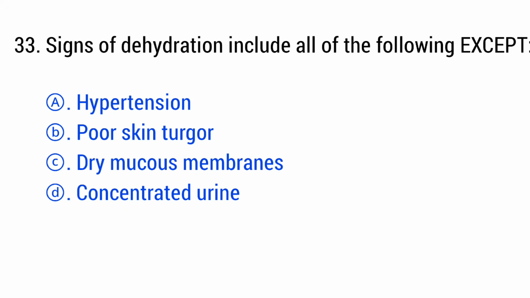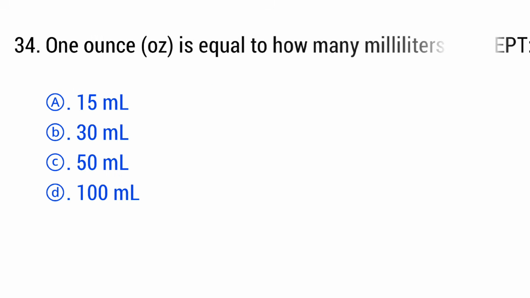Question 33. Signs of dehydration include all of the following except. The right answer is option A, hypertension. Question 34. 1 ounce, oz, is equal to how many milliliters, ml? The right answer is option B, 30 ml.